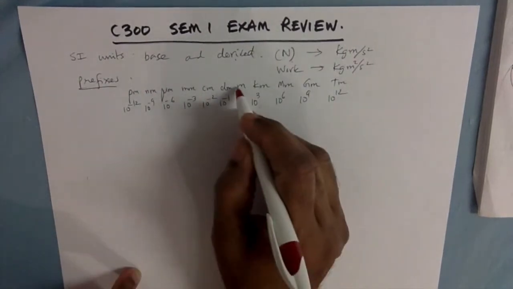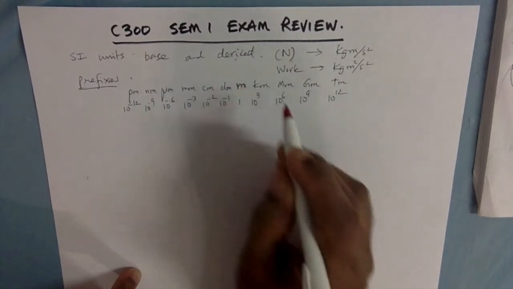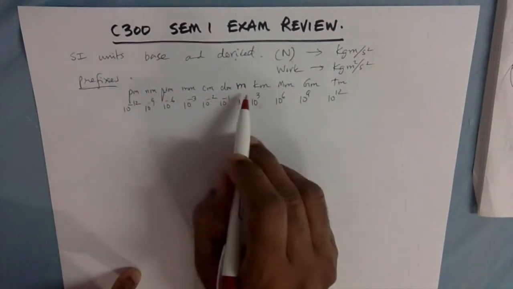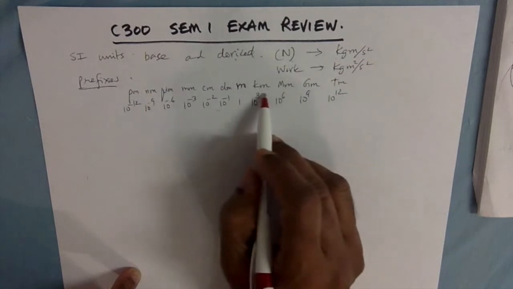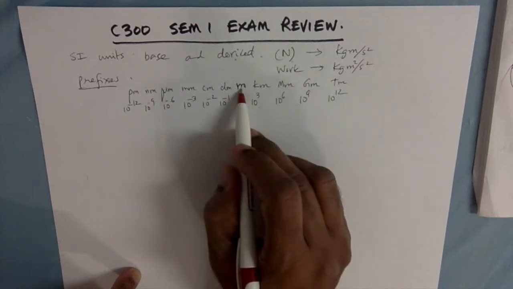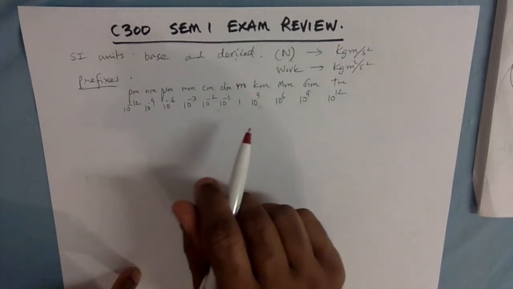Normally you need to convert it to the SI base unit of meter. So if you're given something in micrometers, you have to change it to meters. If you're given something in kilometers, you have to change it to meters before you use it in problems.